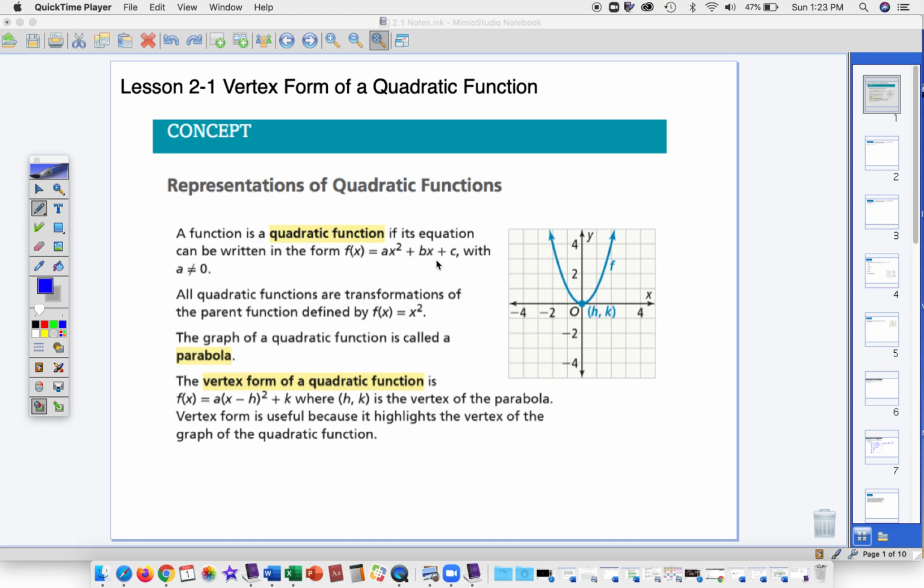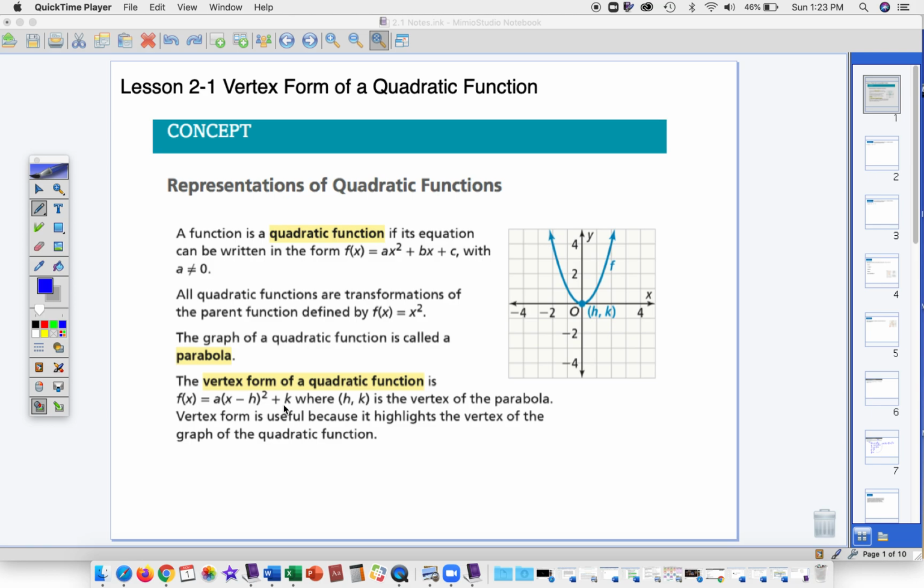This is one of them, okay? And the other one that you're more familiar with from the previous section is f of x equal to a times the quantity x minus h squared plus k. So all of these quadratic functions are transformations of the parent function, which is f of x equal to x squared. The graph, remember, is called a parabola.